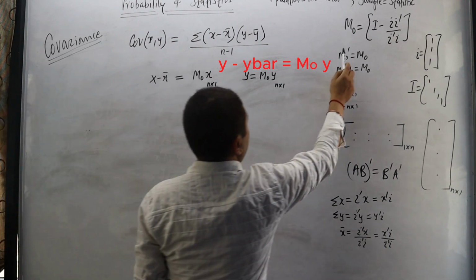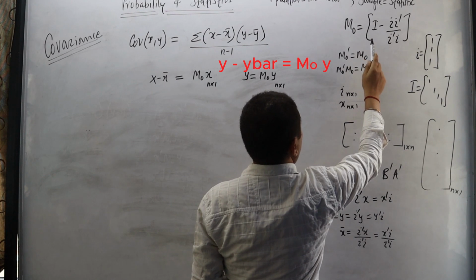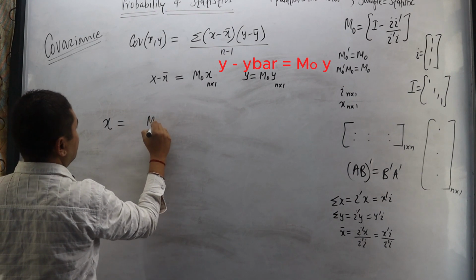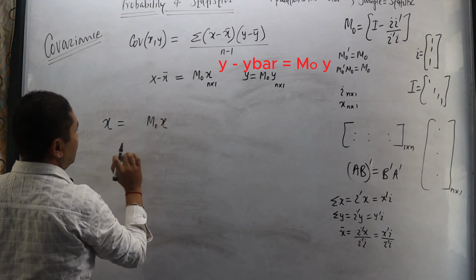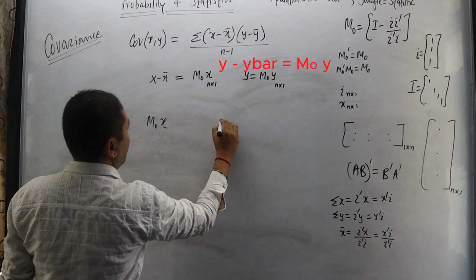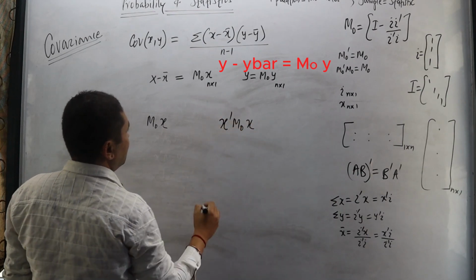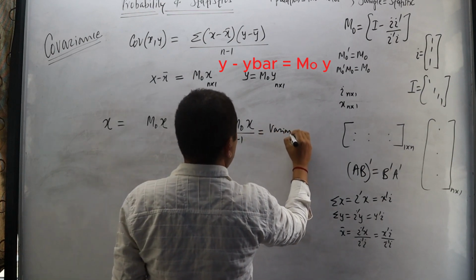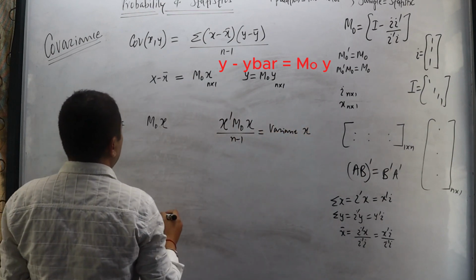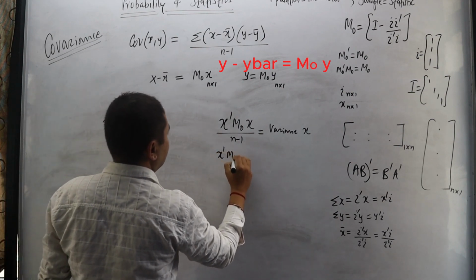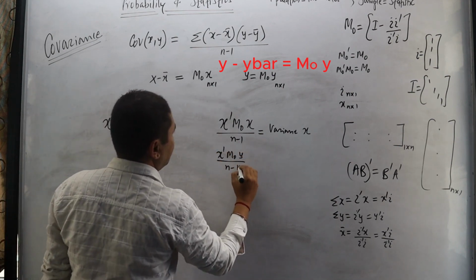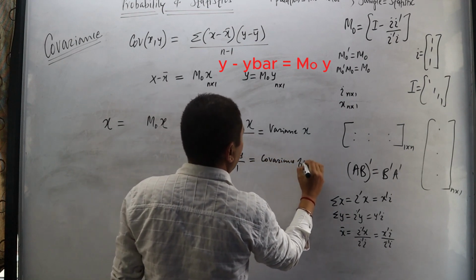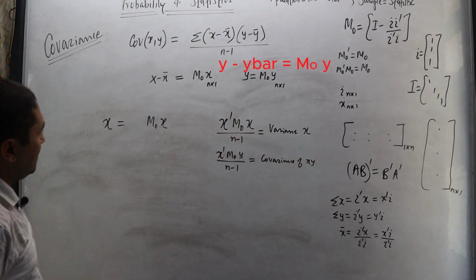So we know that M0 is the matrix responsible for giving us the deviation from the mean. If x is a vector and we apply M0 x, we get the deviation from the mean. So if we write x transpose M0 x and divide it by n minus 1, we are going to get the variance of x. Similarly, if we write x transpose M0 y divided by n minus 1, we are going to get the covariance of x and y. So this is as simple as anything.